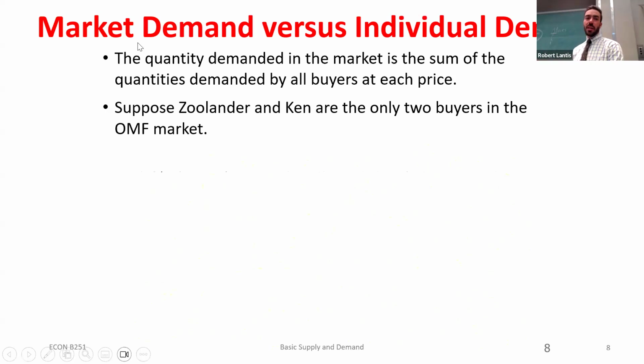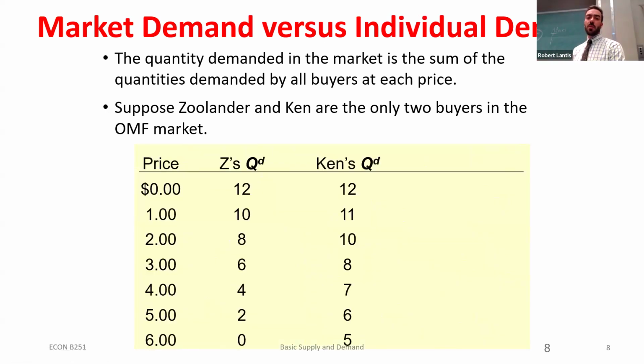How do we do that? It's pretty easy, right? If we have 2 individuals, so here I've got Zoolander and Ken, all you're going to do is take every individual's demand curve, or their quantity demanded at various prices, and just add those up, and that will give you market demand, right? So, kind of makes sense.